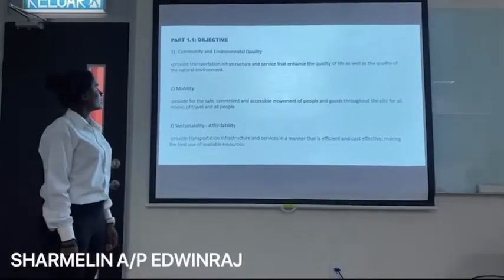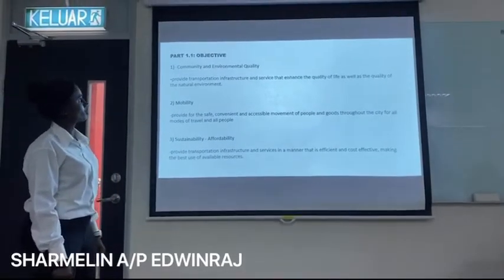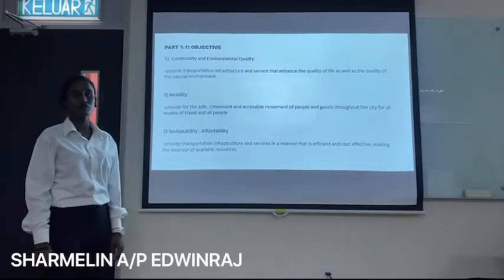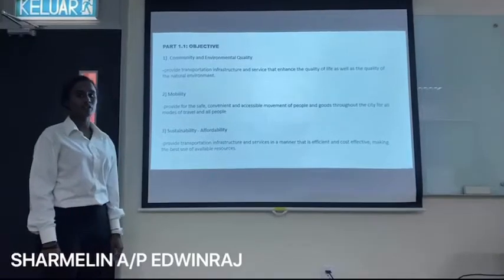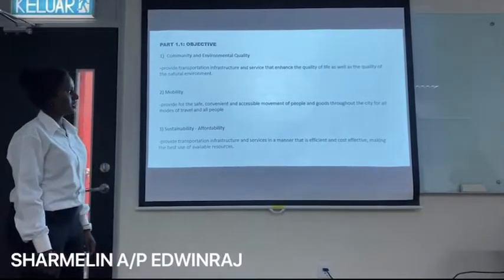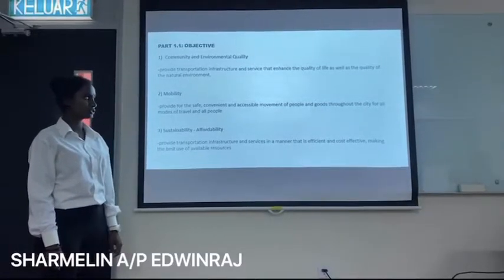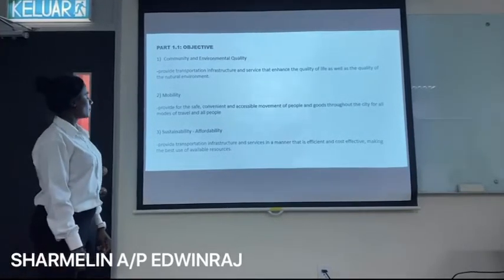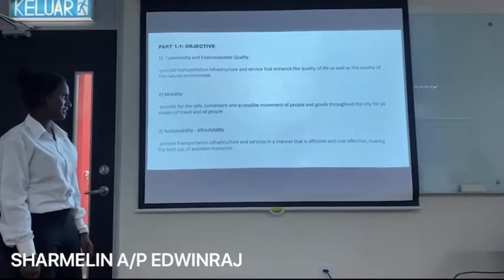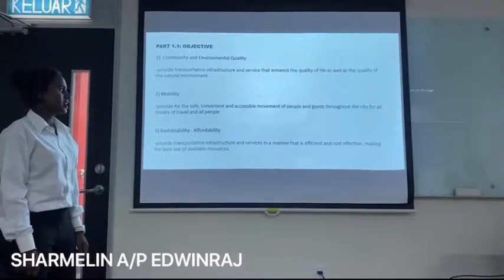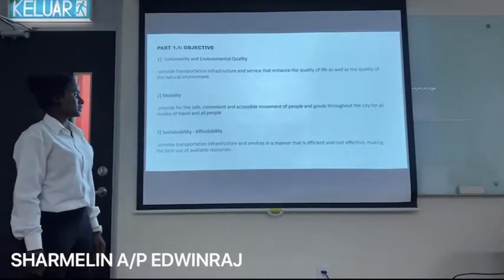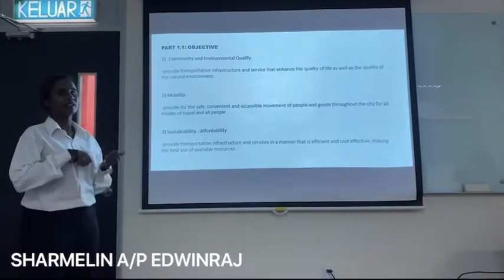Part 1.1, the objectives. Objective number 1 is community and environment quality: provide transportation infrastructure and service that enhance the quality of life as well as the quality of the natural environment. Objective number 2, mobility: provide for the safe, convenient and accessible movement of people and goods towards the city for all modes of travel and all people. Objective number 3, sustainability and affordability: provide transportation infrastructure and services in a manner that is efficient and cost effective, making the best use of available resources. Now I would pass the next slide to my group mate Christina.